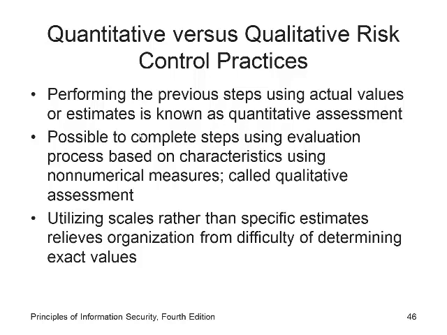All right. Quantitative versus qualitative. It says performing the previous steps using actual values is known as quantitative. Exactly how much money, exactly how many risks, that's quantitative. It's possible to complete the steps using an evaluation process based on characteristics, which is qualitative. In other words, rather than dollar values, we're looking at the quality of it. Trying to think of an example of that. Can't at the moment. Maybe in a minute I will.